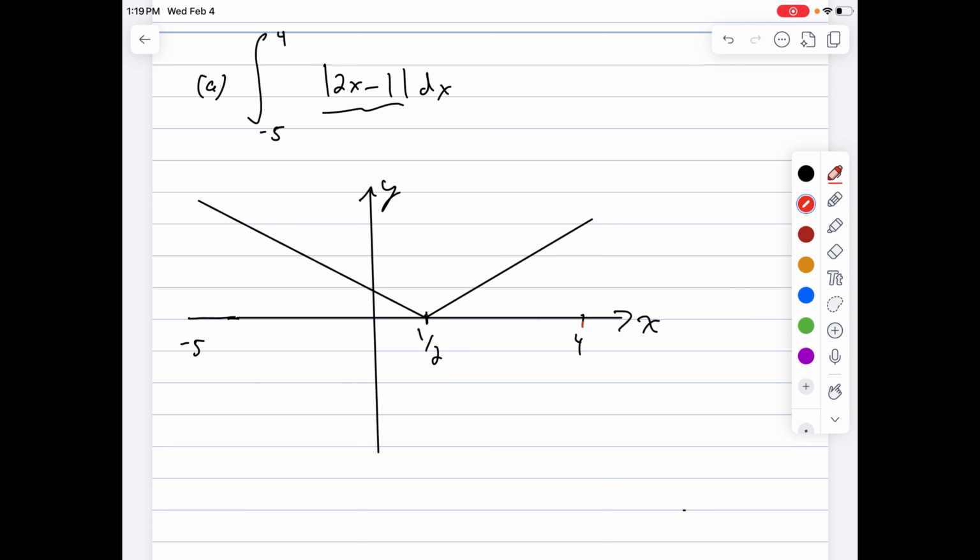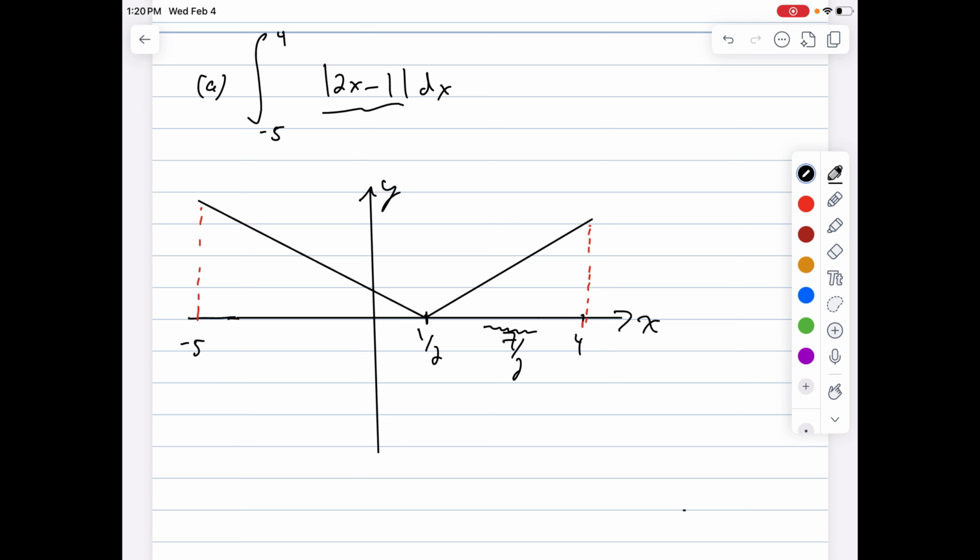And what I see here is that two triangles are formed. One triangle, the one that goes from 1/2 to 4, and the other one that goes from -5 to 1/2. And well, we know how to find the area of a triangle. It's 1/2 the base times the height. So let's go ahead and try to do that here. For my first triangle, the one that goes between 1/2 and 4, the length of the base is 3.5, or 7/2 if you prefer.